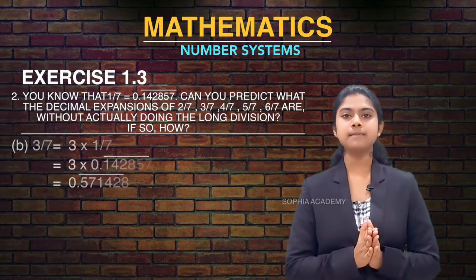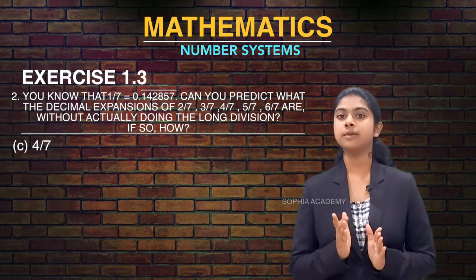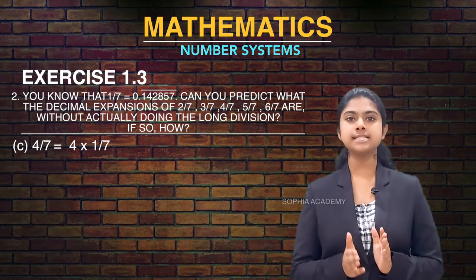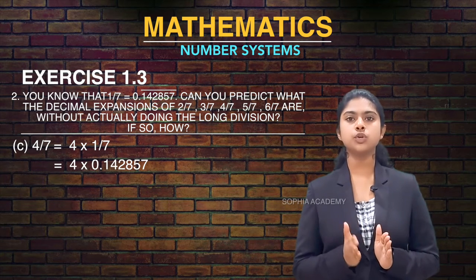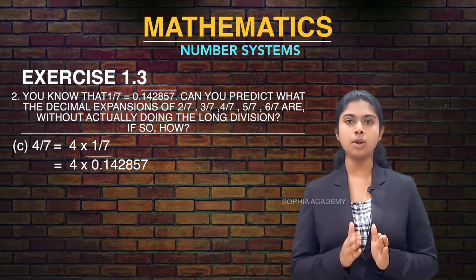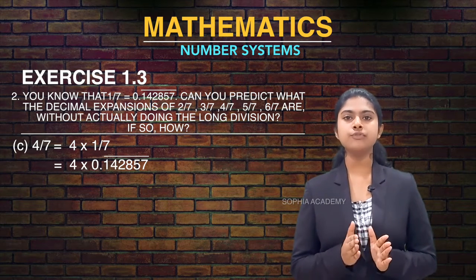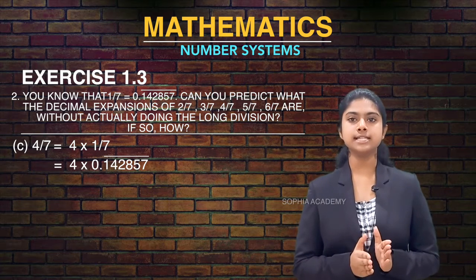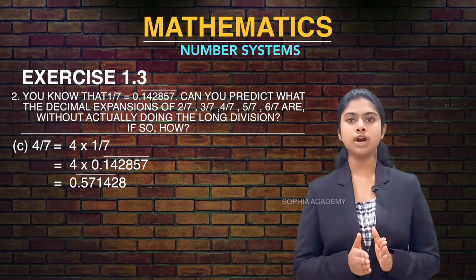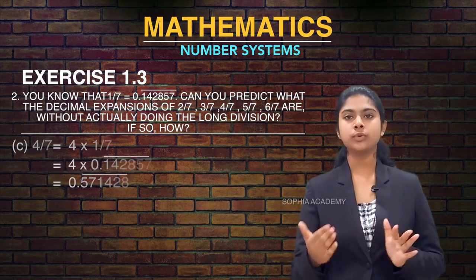Now to find the decimal expansion of 4 by 7, we know that 4 by 7 can be written as 4 into 1 by 7, that is 4 into 0.142857 the whole bar. When multiplying 4 into 0.142857 the whole bar, the answer we get is 0.571428 the whole bar. So the same process goes with the rest too.